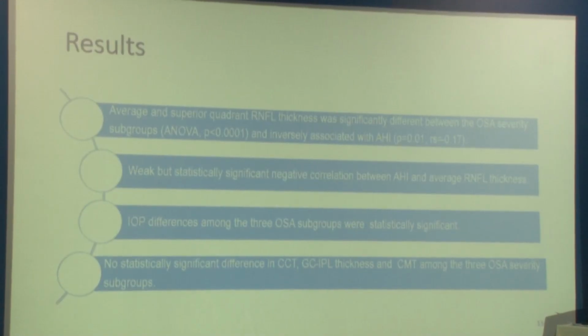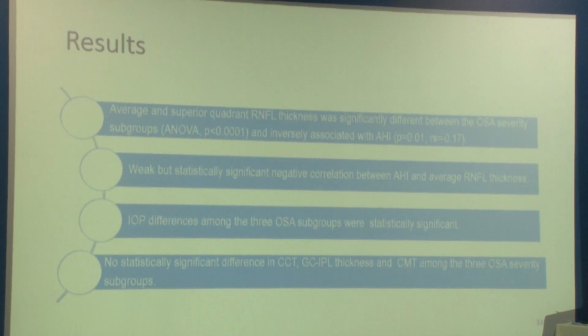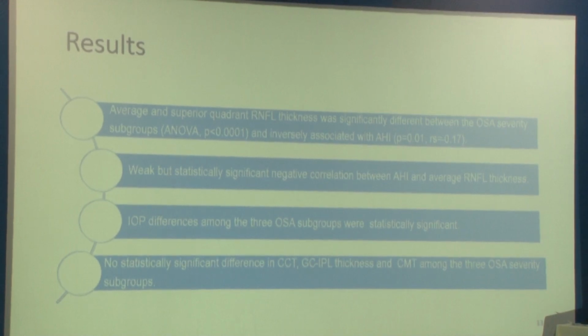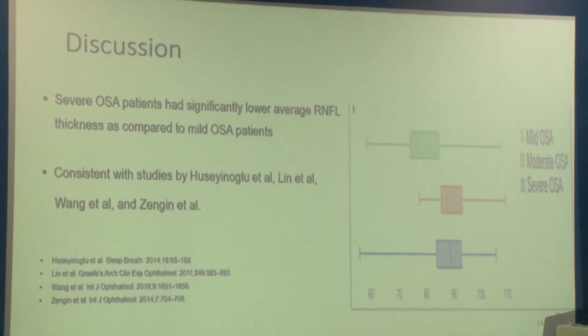So we also did a quadrantic analysis, and we found that the average as well as the superior quadrant RNFL thickness was significantly different between the OSA severity subgroups, and this was inversely associated with the apnea-hypopnea index. There was a weak but significant negative correlation between the AHI and the average RNFL thickness. The intraocular pressure differences among the three OSA groups were statistically significant. However, there was no statistically significant difference between the CCT, GC-IPL thickness, and CMT among the three subgroups.